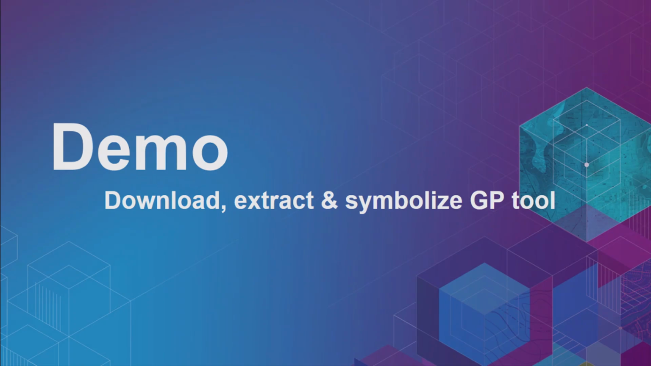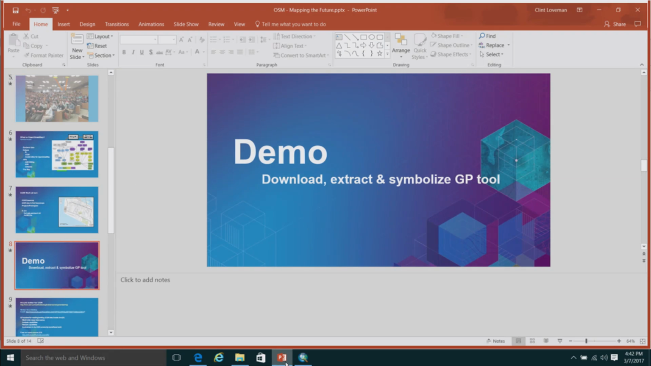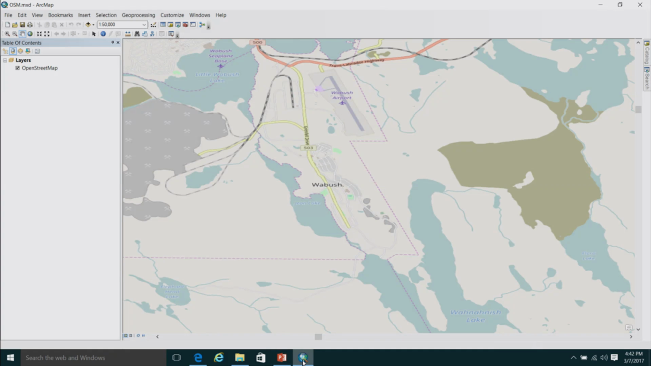So has anyone seen the ArcGIS Editor for OpenStreetMap tools in ArcMap before? No? Okay, one person. You don't count, Richard. So let me quickly show you the tools. This is in ArcMap, and like I said, we're in the process of migrating these over to Pro. But let me show you how it works.